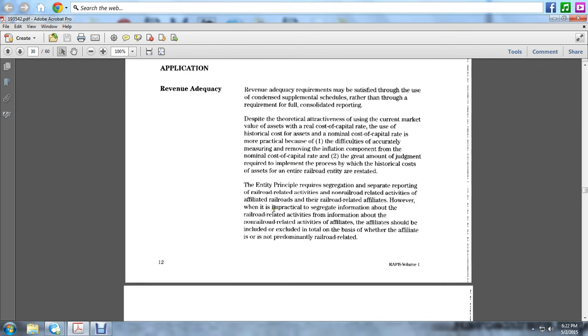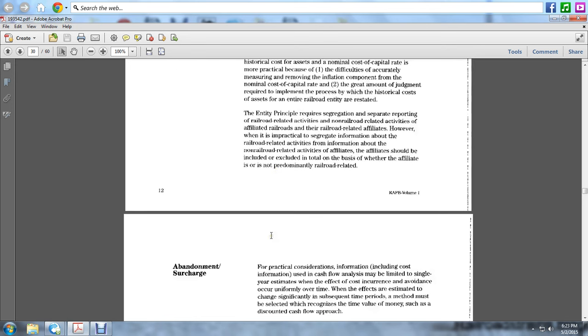The entity principle requires segregation and separate reporting of railroad-related activities, non-railroad-related activities, affiliated railroads, and railroad-related affiliates. However, when it is impracticable to segregate information about the railroad-related activities from the information about the non-railroad-related activities, the affiliate should be excluded in total on the basis that the affiliate is not predominantly railroad-related.